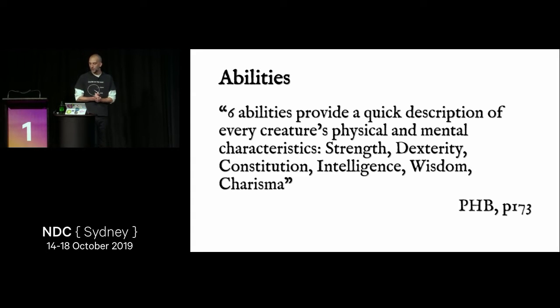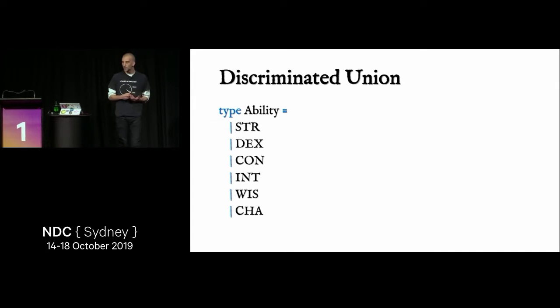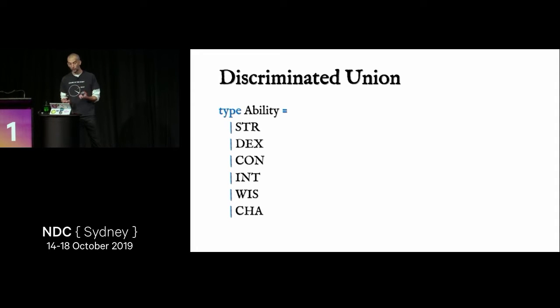Player Handbook, page 173, you have abilities. Six abilities provide a quick description of every creature's physical and mental characteristics: strength, dexterity, constitution, intelligence, wisdom, and charisma. Fine. How would I go about this in F#? I would use a type called the discriminated union, so you can think of it maybe as an enum. We're going to talk about it more.